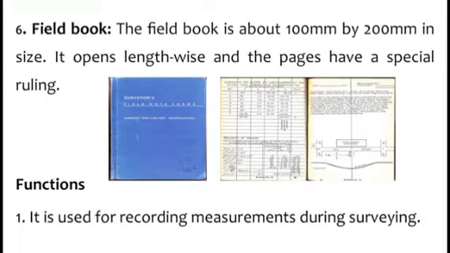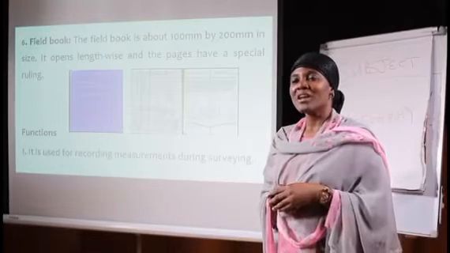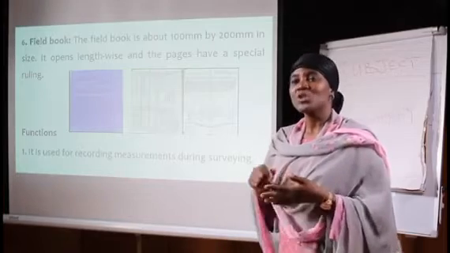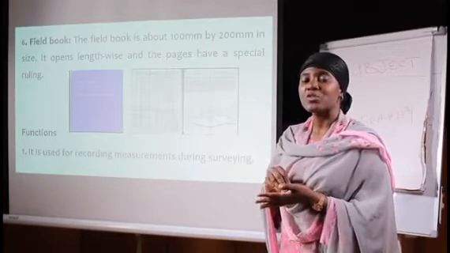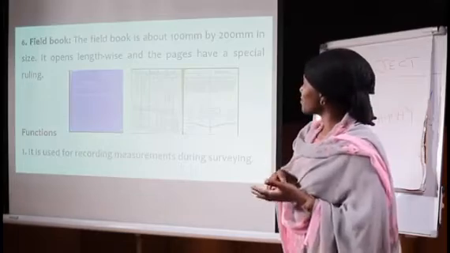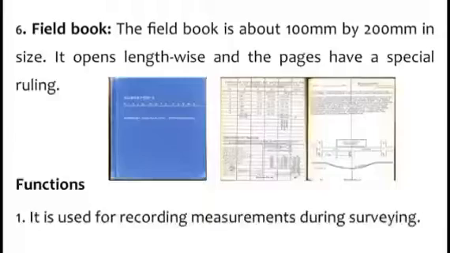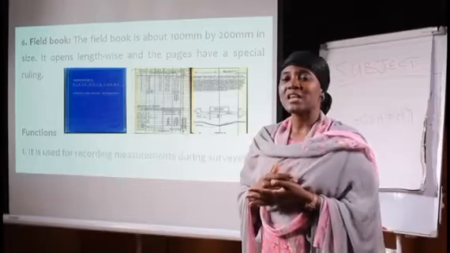And then finally, number 6, we'll be looking at what we call the field book. If you remember, in our last lesson, during Introduction to Elementary Land Survey, we said measurements are taken on the field and then they're transferred into plans, tables, and layouts. Now, what we use to transfer them into is what we call a field book. This field book is about 100 millimeters by 200 millimeters in size. Depending on the field book you have, it opens lengthwise and the pages have a special ruling. It's not just any type of exercise book that you have.